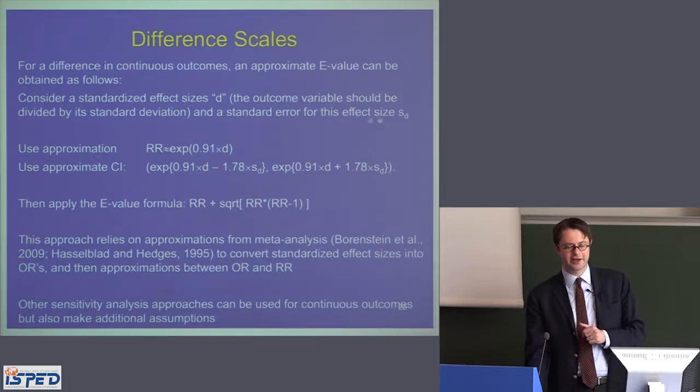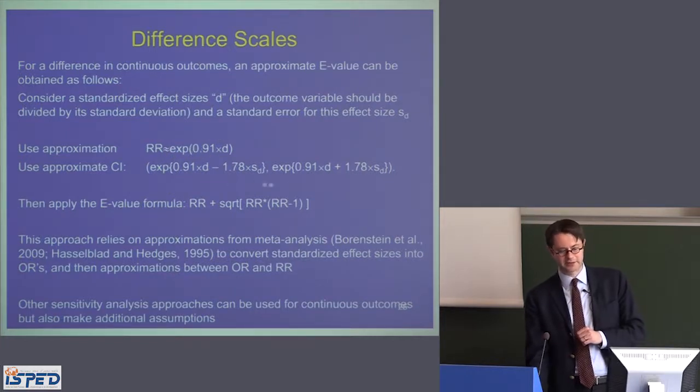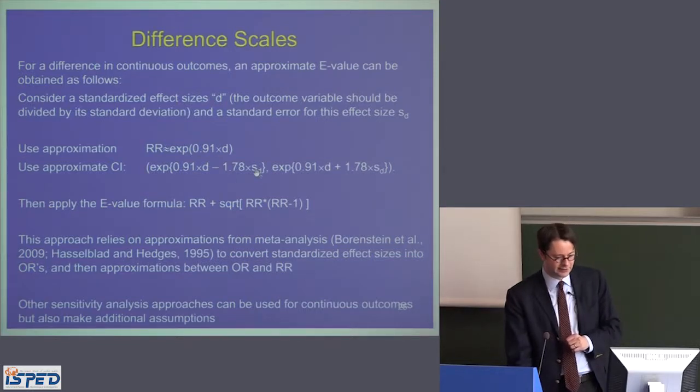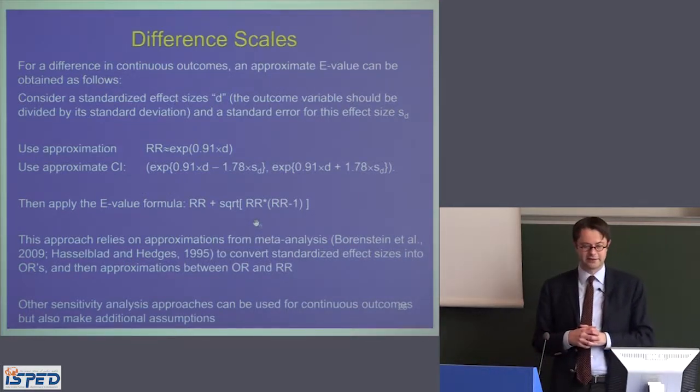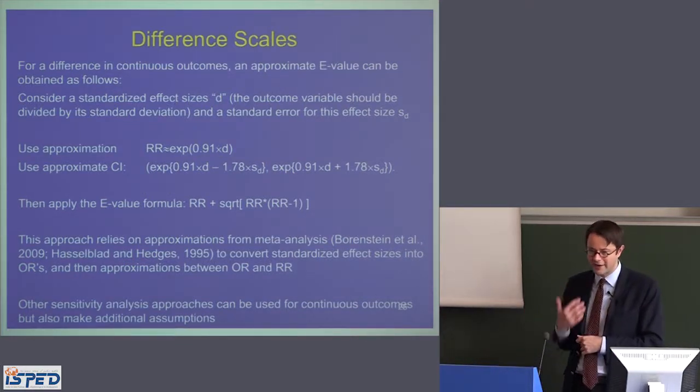And if the standard error for that standardized effect size is SD, then you can get an approximate risk ratio with this conversion formula here, and an approximate confidence interval using that standardized effect size and its standard error using this formula here, and then once again get an approximate e-value using that e-value formula. These are now approximations.